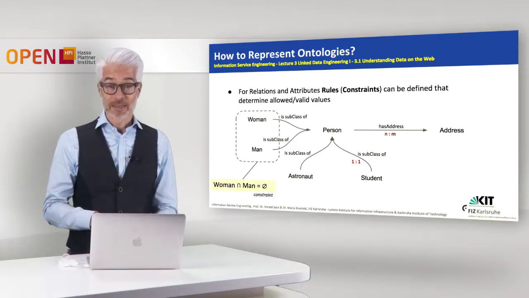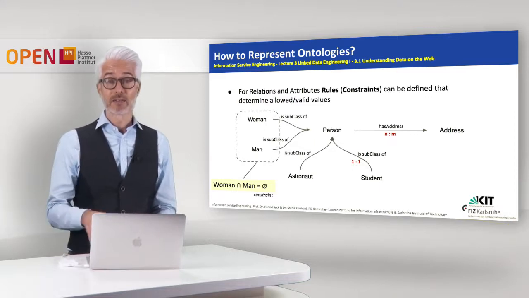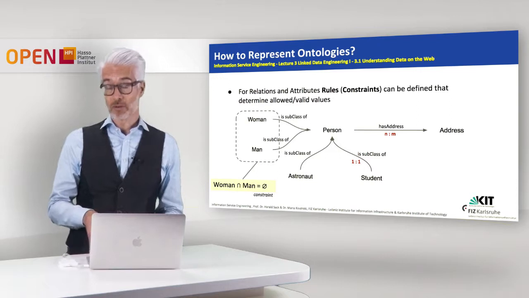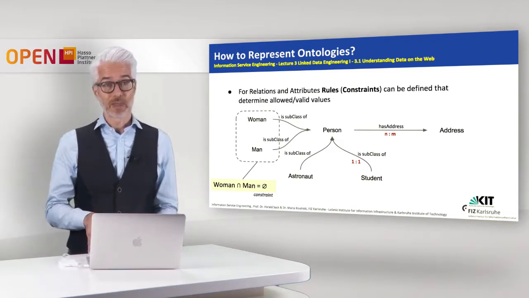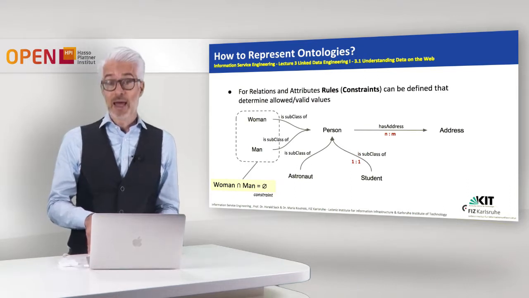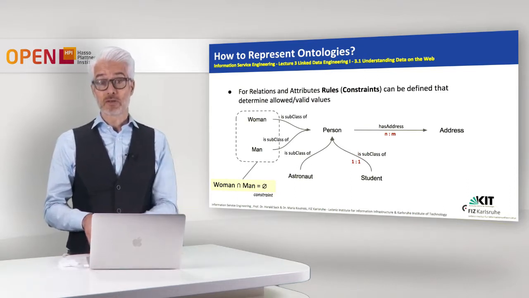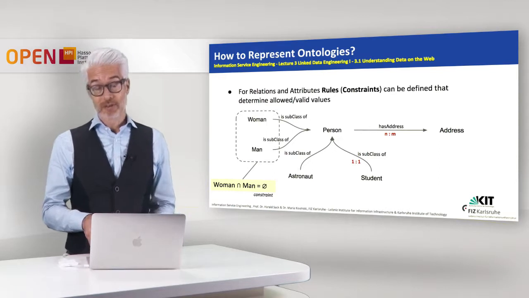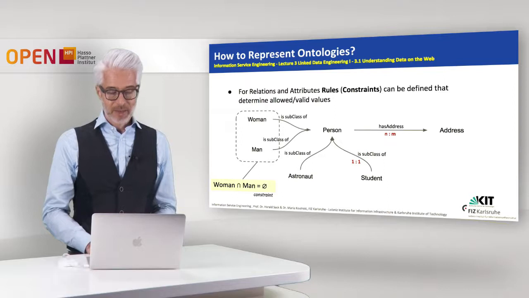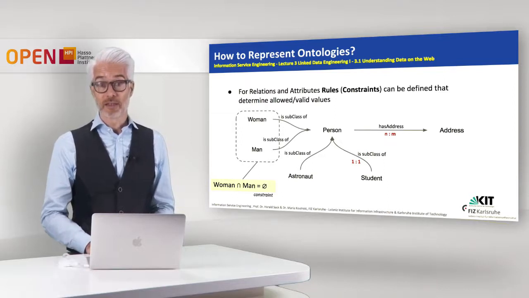On the other hand, you can say a person has an address, but of course a person can have several different addresses. For example, I might live in the summer somewhere at the sea and I might live in the wintertime somewhere else. And on the other hand, at one address, of course, several people can live. So this is an N-to-M relation. So this is some kind of constraint that you can define.